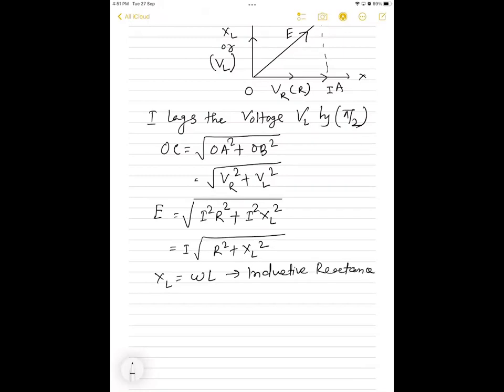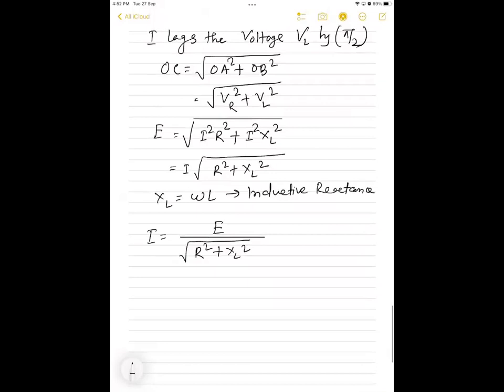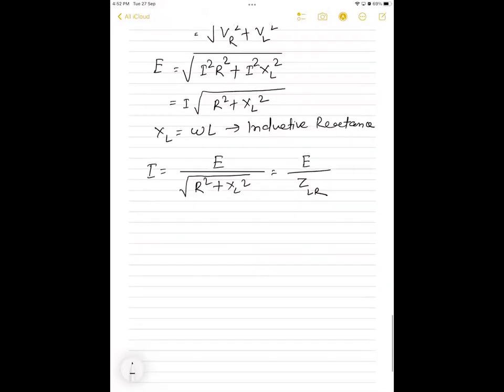So you can find I is equal to how much? E by root over R square plus XL square. That is known as impedance. E by Z of LR. Z is equal to how much? R square plus XL square ka root over. That is impedance. Right?